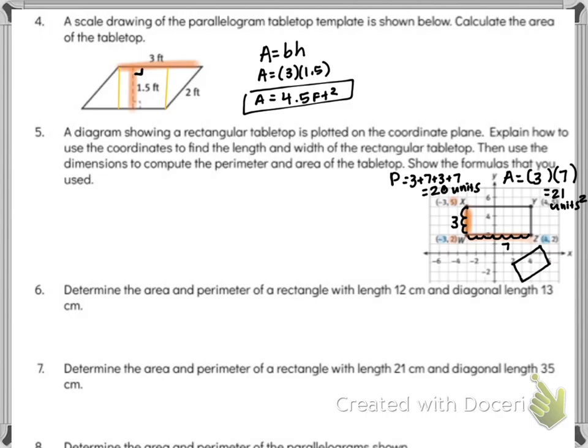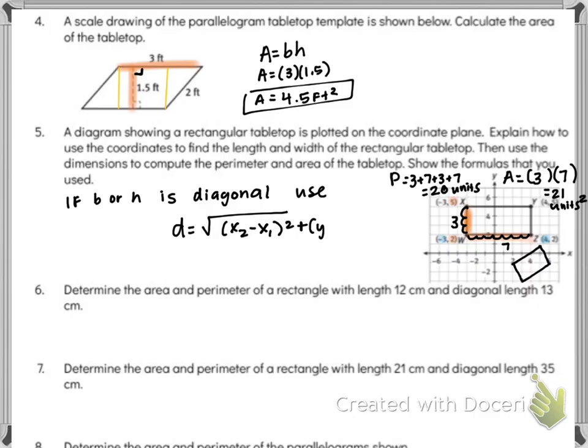So if you have any type of diagonal, what you're actually going to be using is a distance formula. So let's just go ahead and write that. So if your base or height is diagonal, so if it's not horizontal or vertical, it's not going along the grid right here where you can easily count it. If it's diagonal, you're going to use your distance formula. So you're going to use this distance: x2 minus x1 squared plus y2 minus y1 squared.